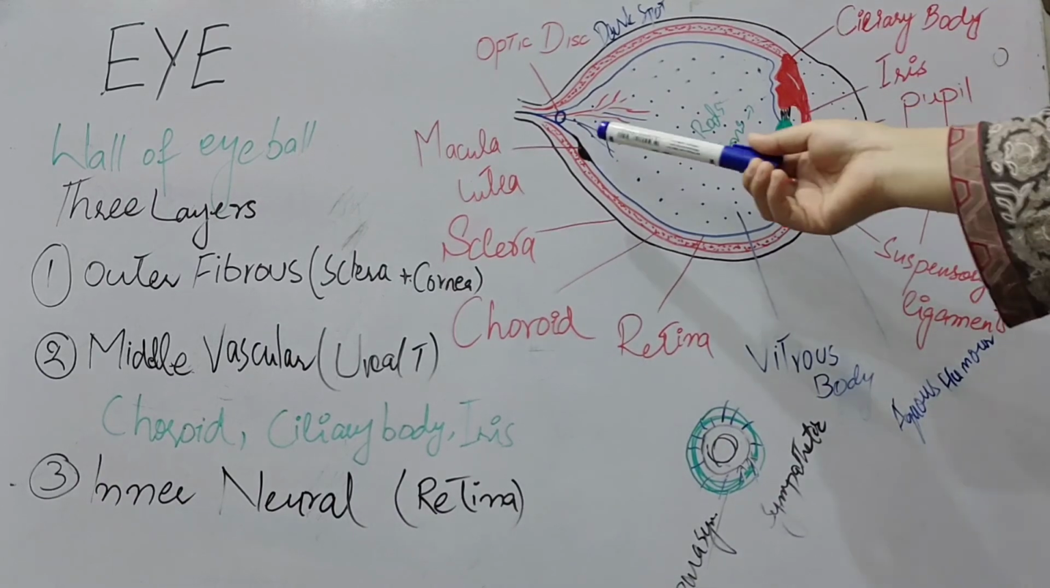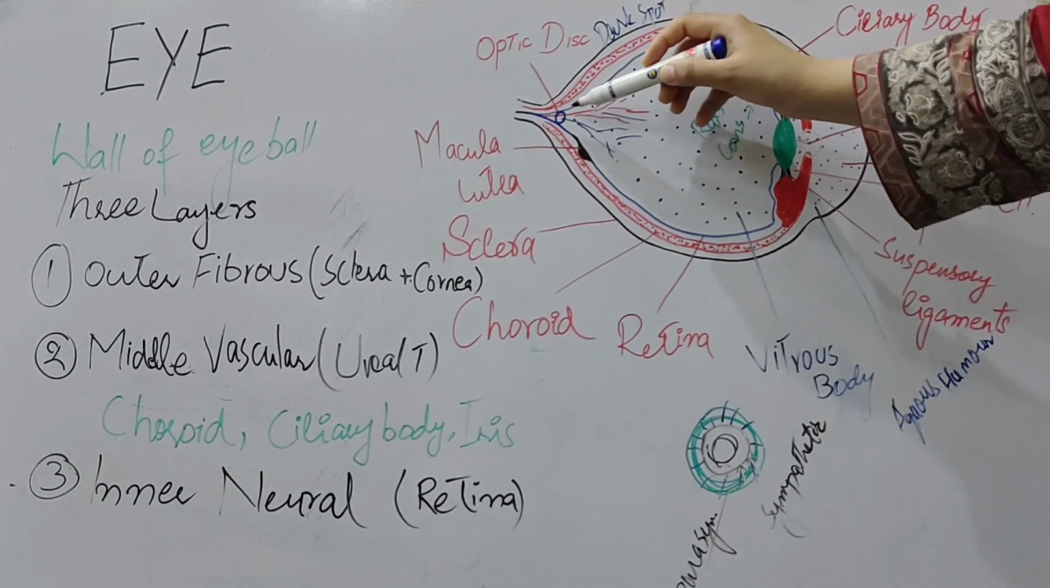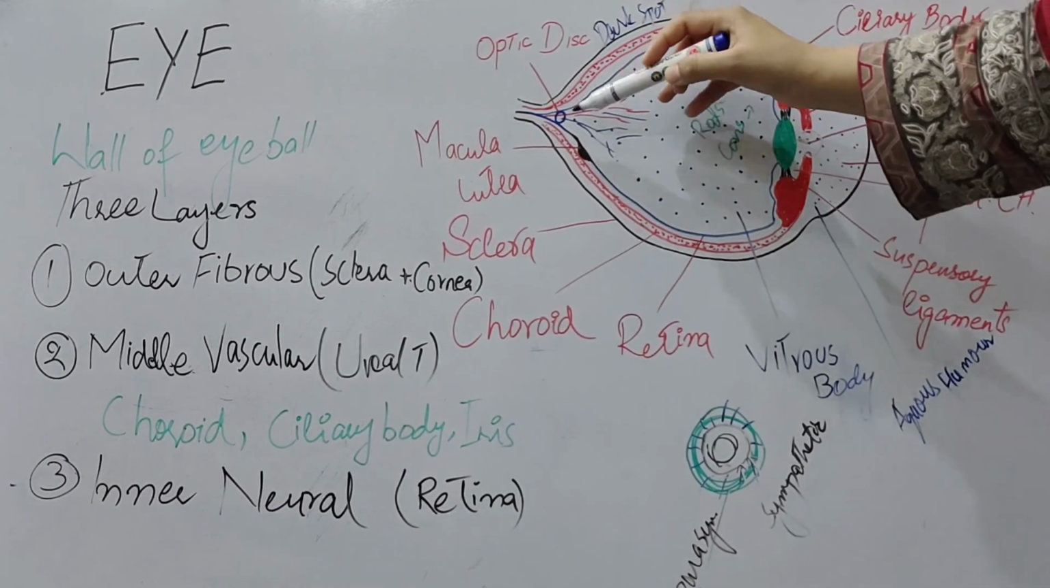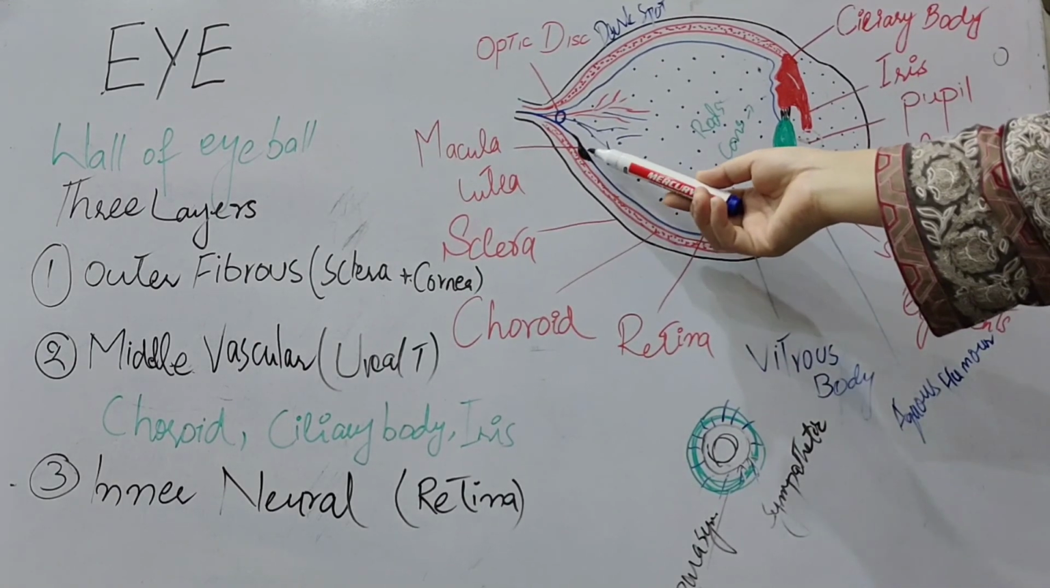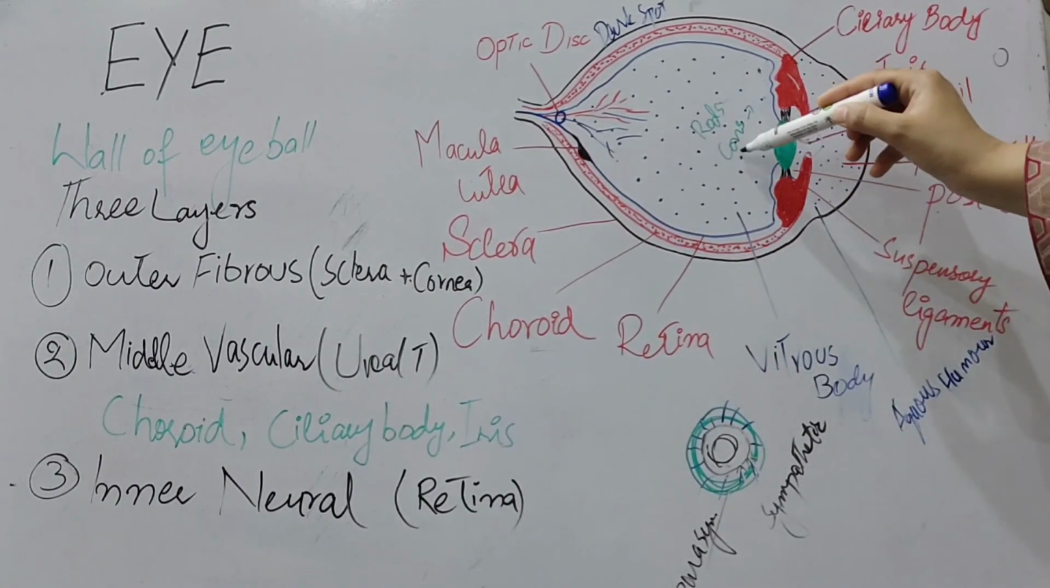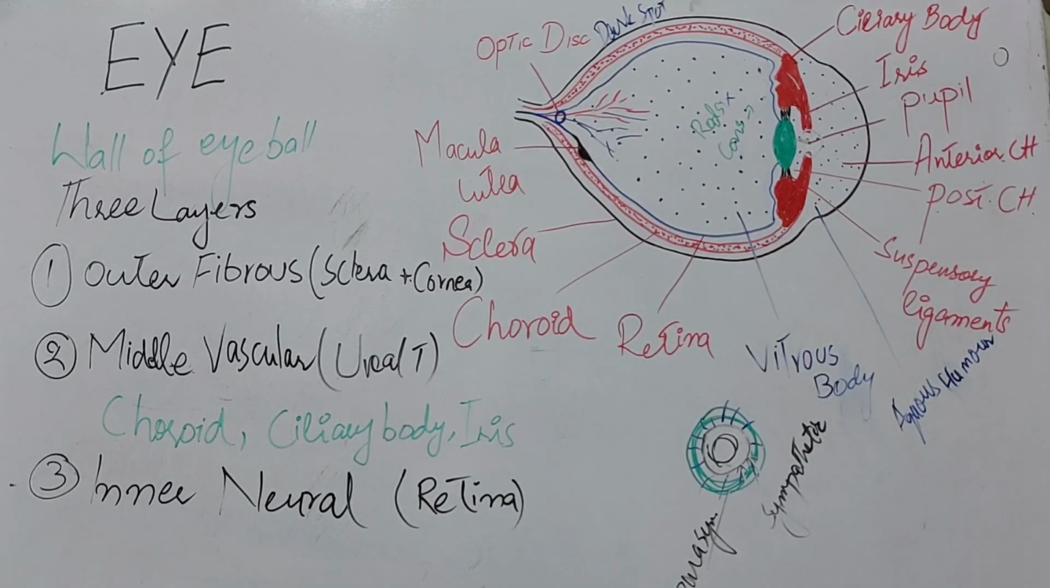There is another spot which is approximately 5 mm anterior to the point where neural tissue combines to form optic nerve. This point is known as macula lutea or yellow spot. This is known so because this region contains only cones. Rods are absent in this region. That's why this is called yellow spot, because it appears yellow.